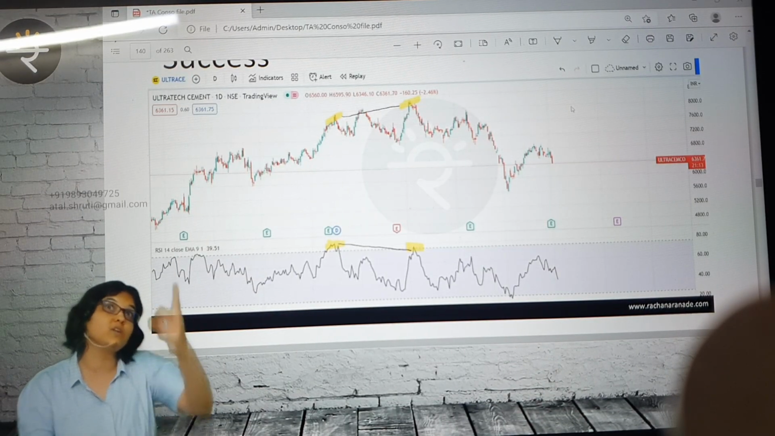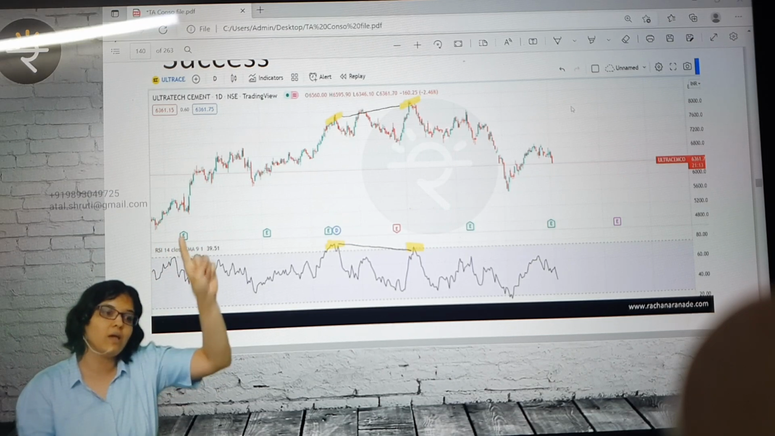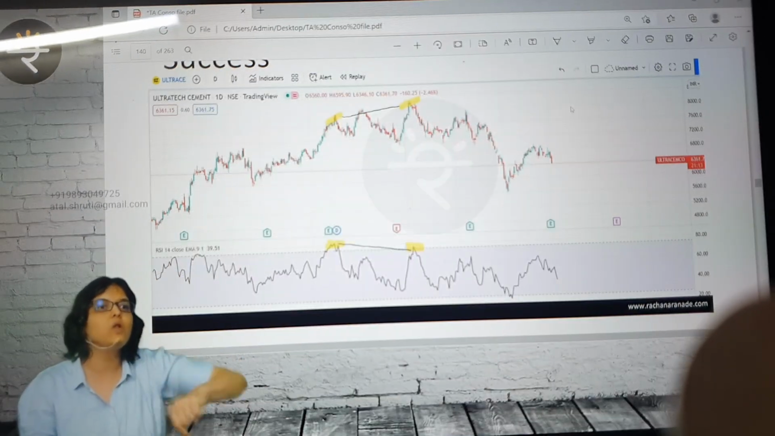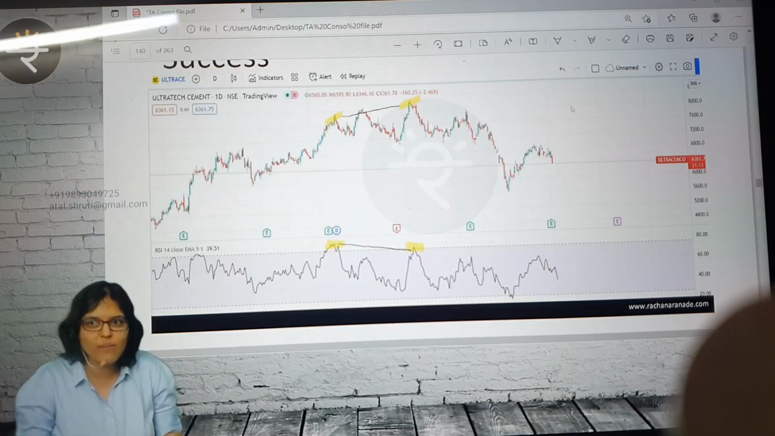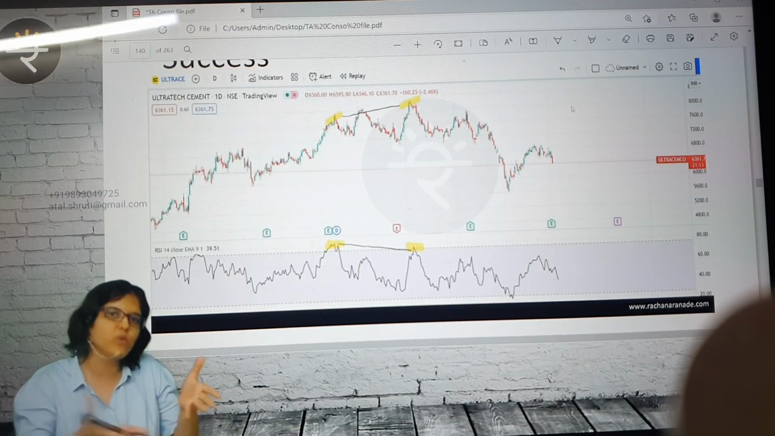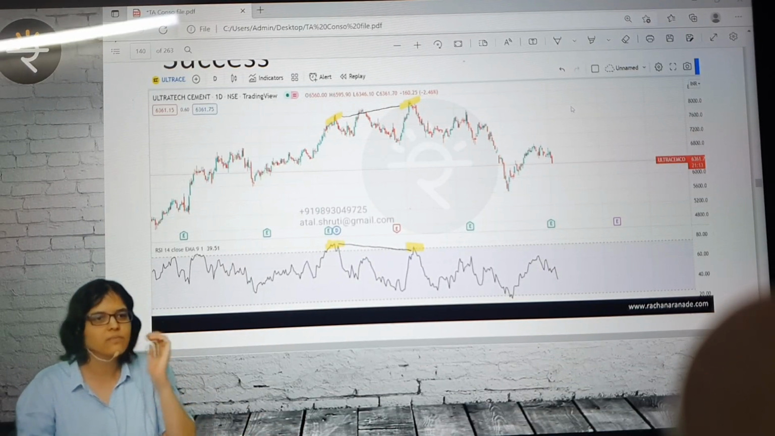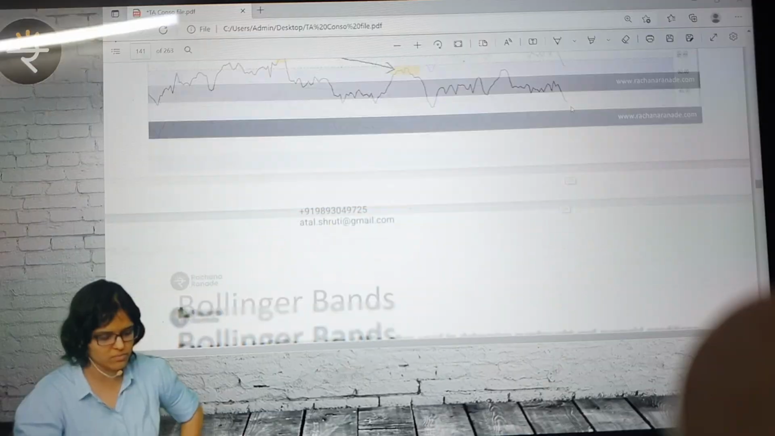So if you see an RSI divergence at the top, price making higher high. Okay, written that right? Price making higher high, RSI making lower high. What will happen? Have you written the result? What will happen? This may lead to a potential downfall, or this may lead to a downfall.